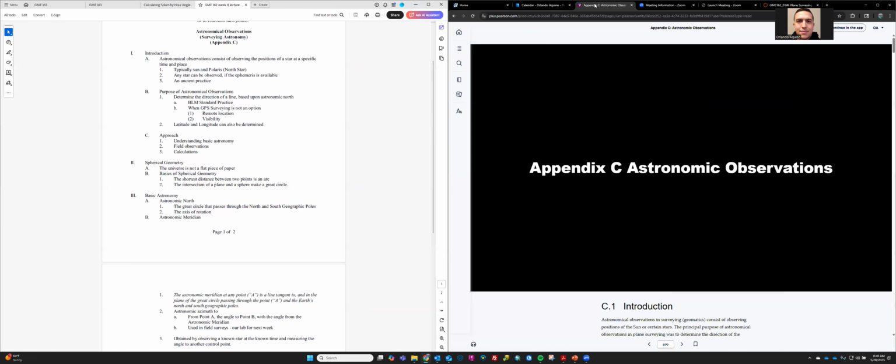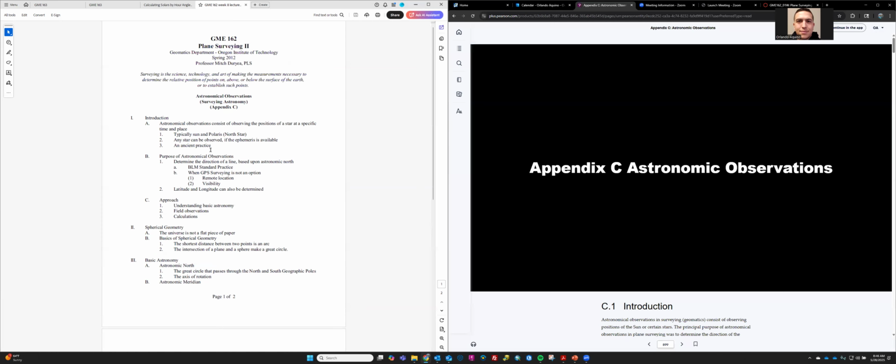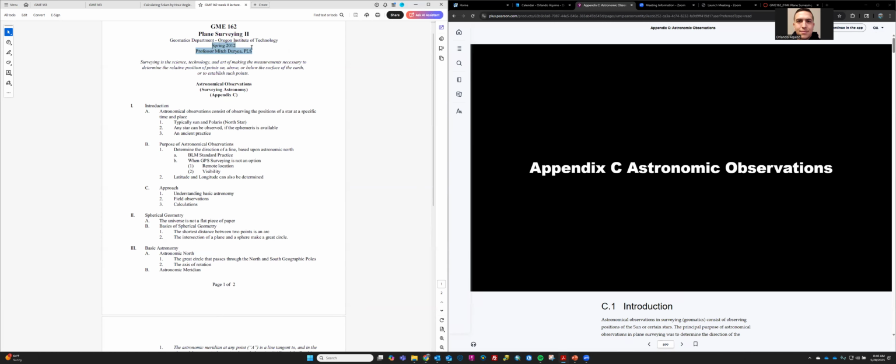All right, so let's get started with astronomical observations. So a couple of key notes here. This is an old sheet that Professor Duryea gave me some time ago, but it had to change because astronomical observations are kind of like a historical way of establishing bases of bearing. So that's the whole reason for this lecture: how did they establish bases of bearing with an old survey.